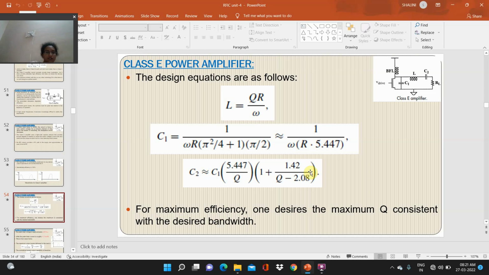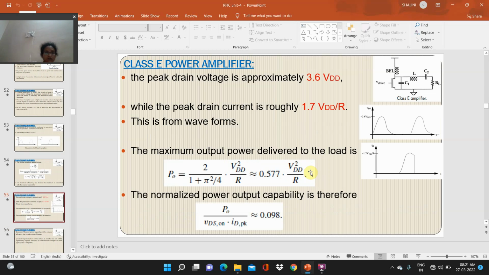For maximum efficiency, one desires the maximum Q consistent with the desired bandwidth. The peak drain voltage is approximately 3.6 VDD while the peak drain current is roughly 1.7 VDD by R.